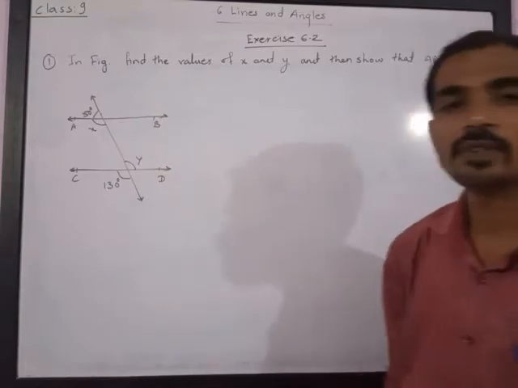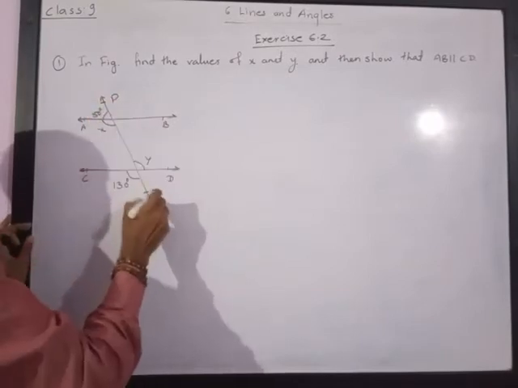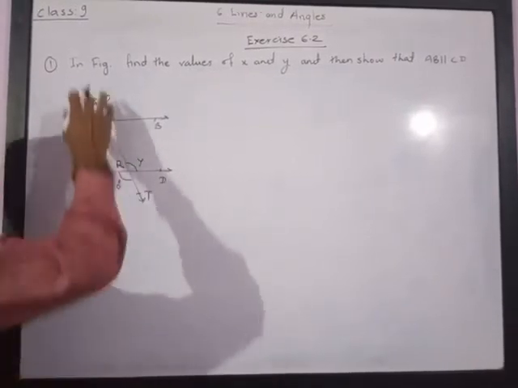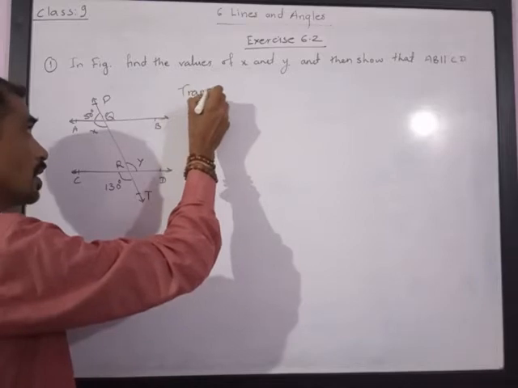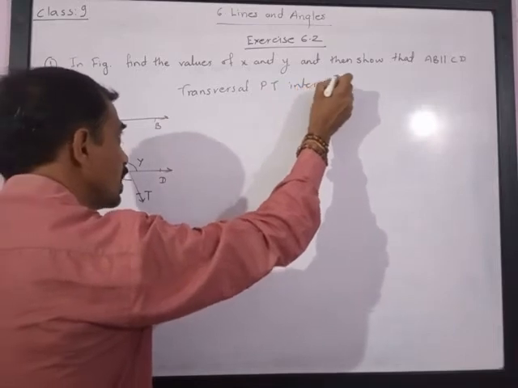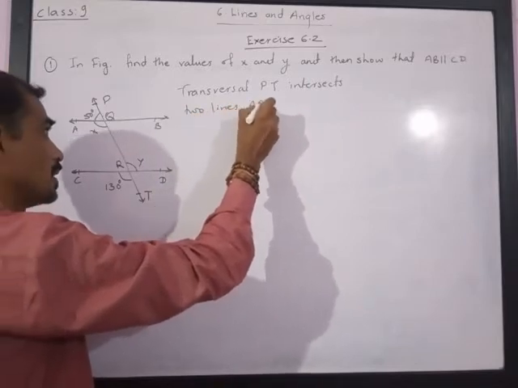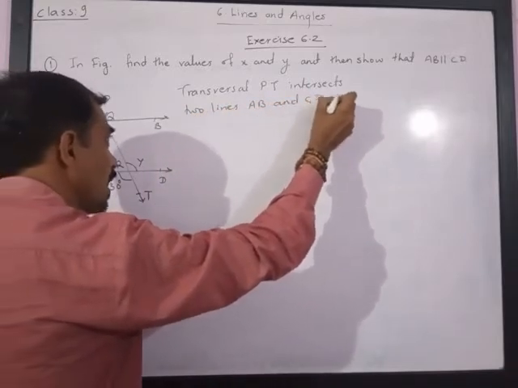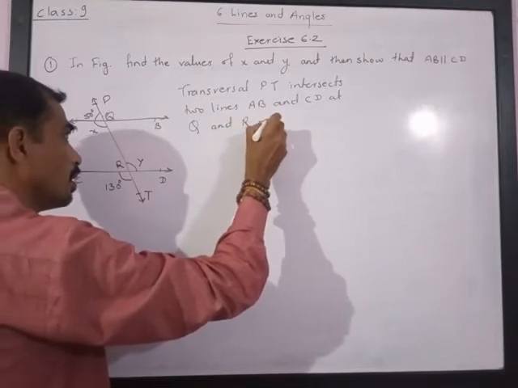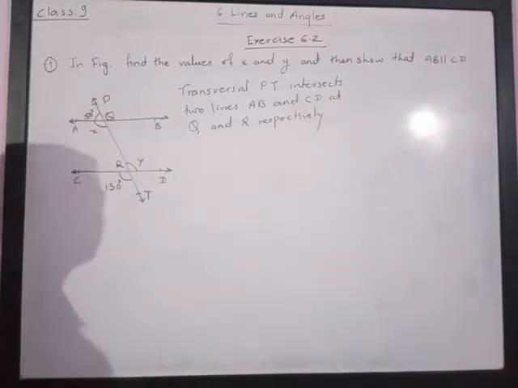Here the name of the transversal is not given, so we will take some name. We will take transversal PT intersecting the lines at points Q and R. So here we are given that transversal PT intersects two lines AB and CD at Q and R respectively. This is what is given to us.